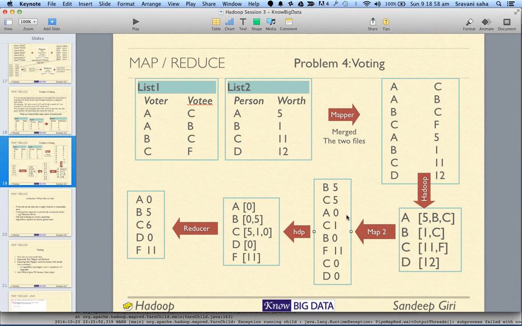Now this table basically says what the values of various people are. If you sum up the values of each one here, you get the overall values, right? So if you sort and sum it, you'll get the values. So A is 0, B is 0 comma 5, C is 5 comma 1 comma 0, D is 0, and F is 11. And if you sum up these values for each one, you get their total worth because of the voting. Does it make sense?